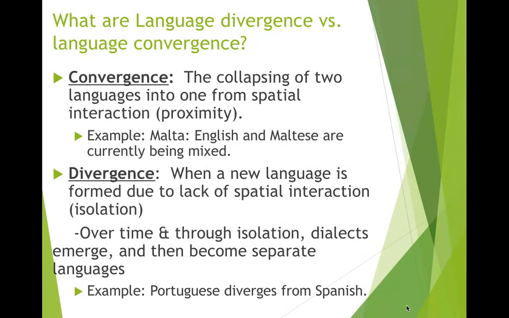When we look at divergence, this is when a new language is formed due to lack of spatial interaction. So if you are isolated from someone else, your language changes over time. Through isolation, different dialects become separate languages, which is what we just talked about, right? Like the idea of Portuguese, which originally was part of Spanish, but because of isolation became its own language in the Romance branch.